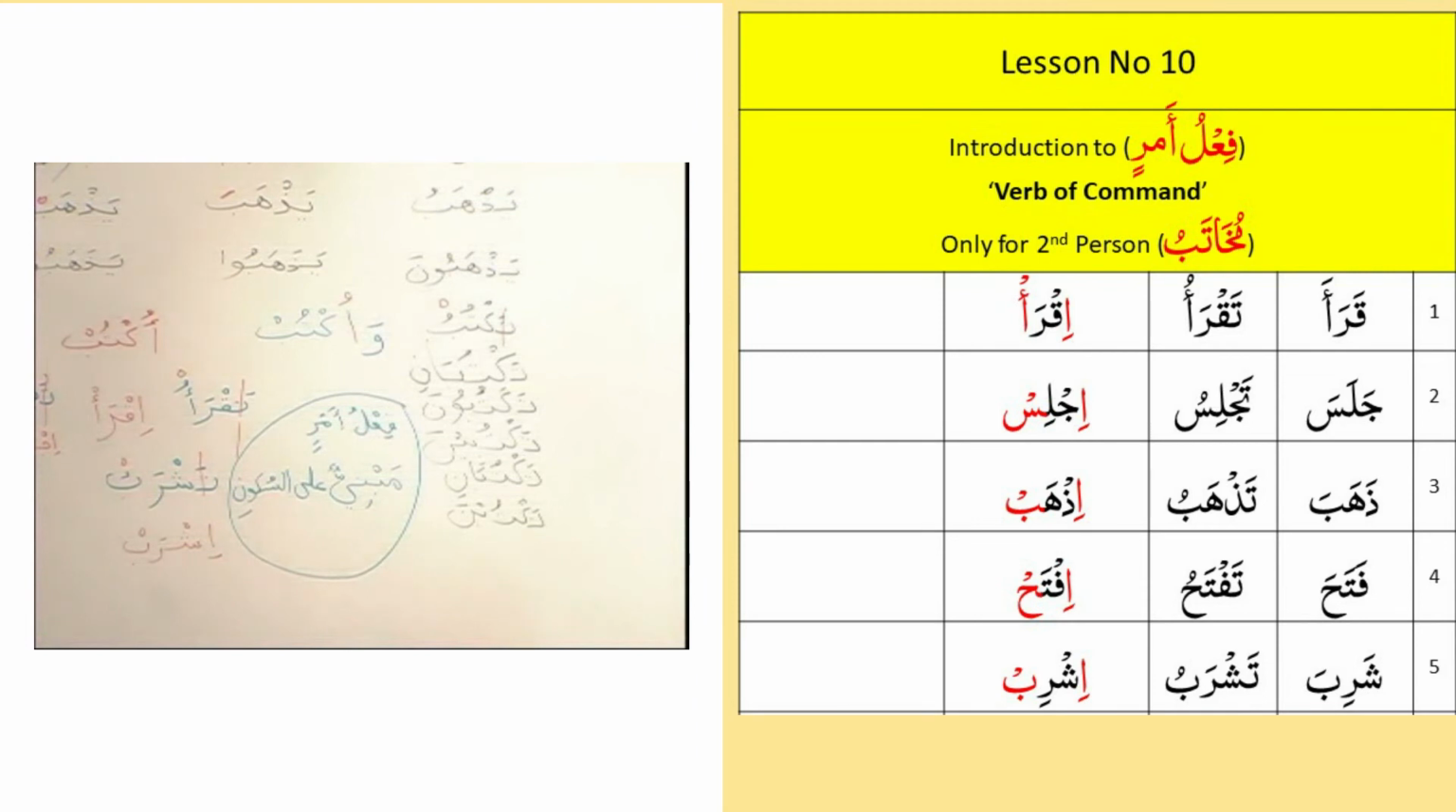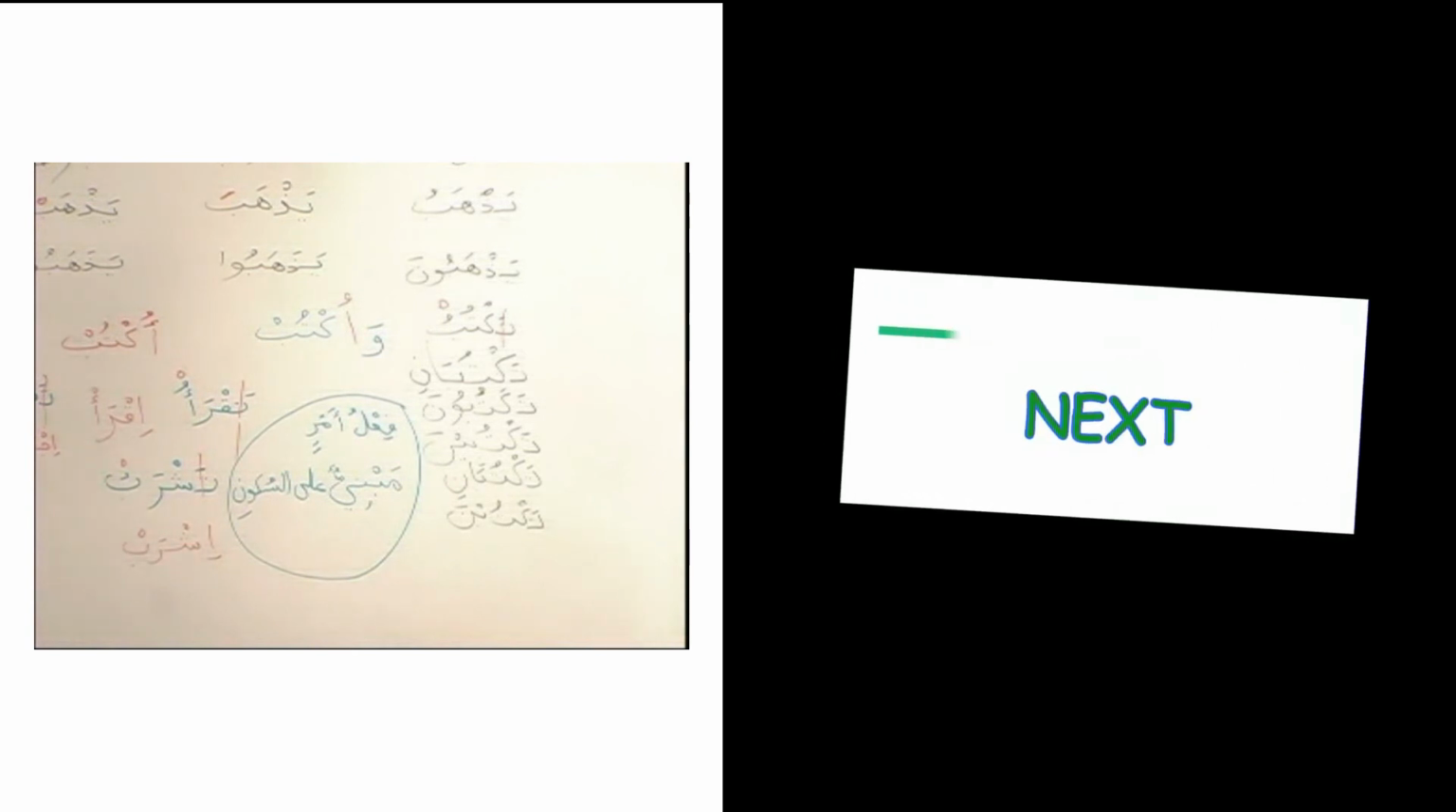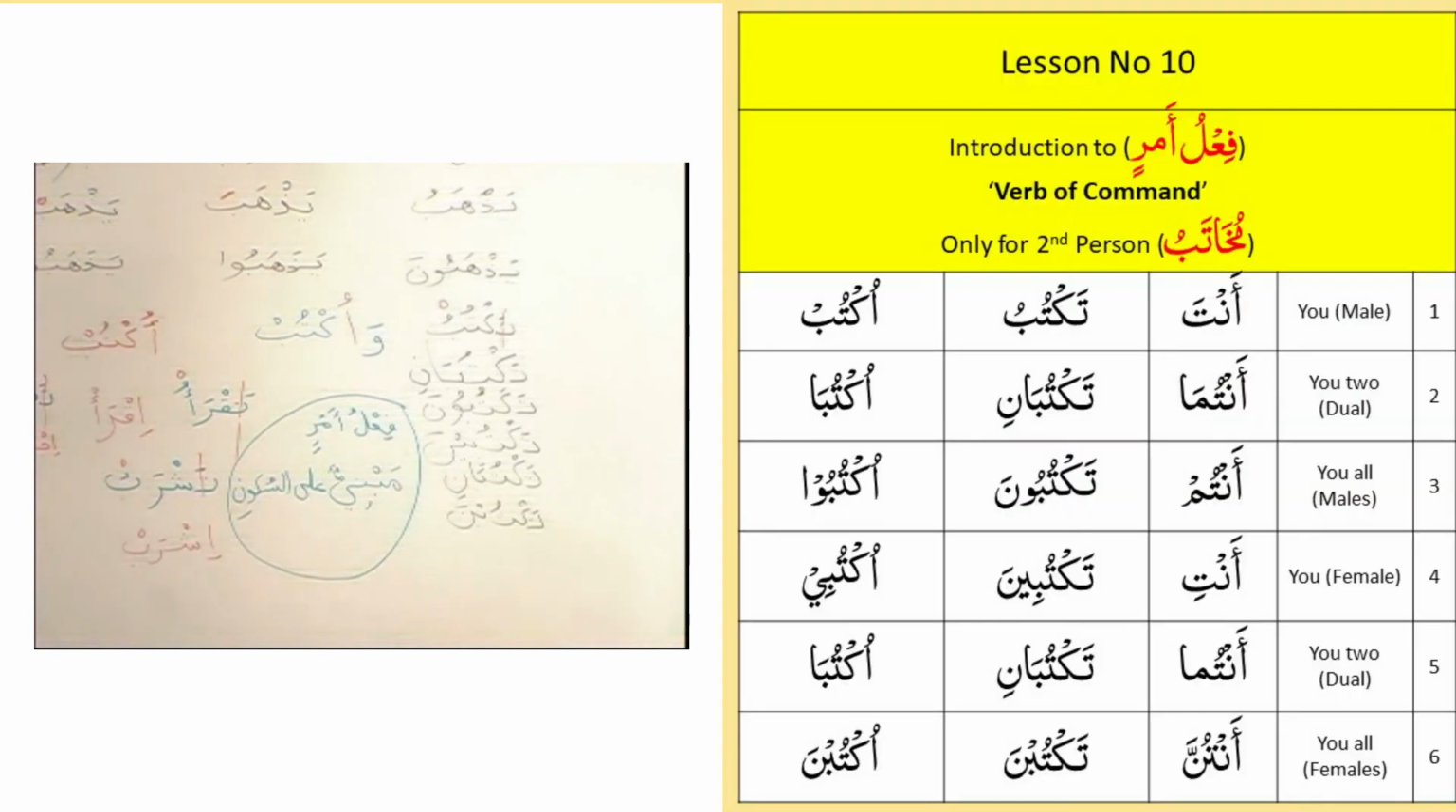Damir mustatir, the hidden pronoun. Its taqdir is anta, because the amr is to you. Takdiruhu anta. That will be all the time your explanation. Now I will be very quick. I must finish quickly. We will continue this first thing tomorrow morning, so that you have enough.